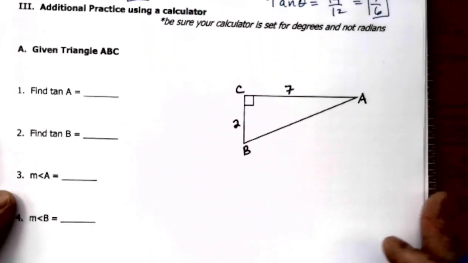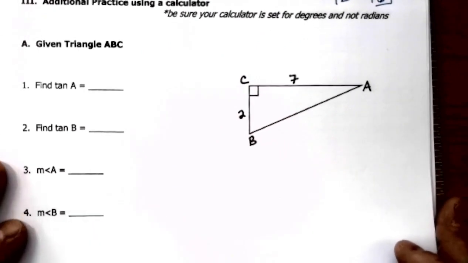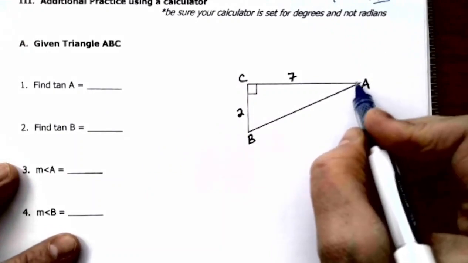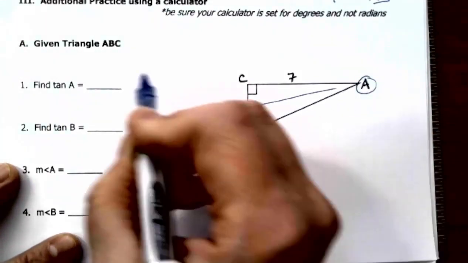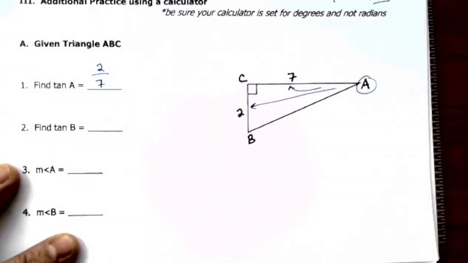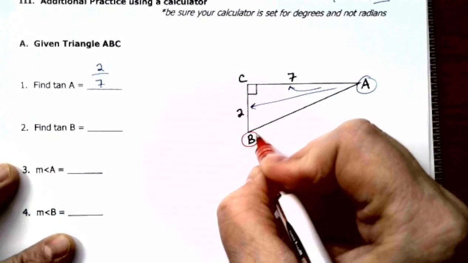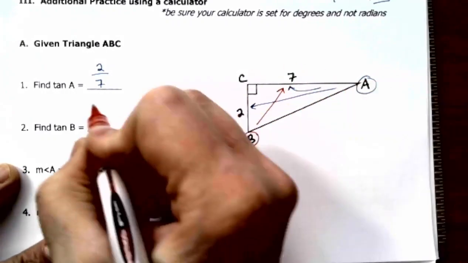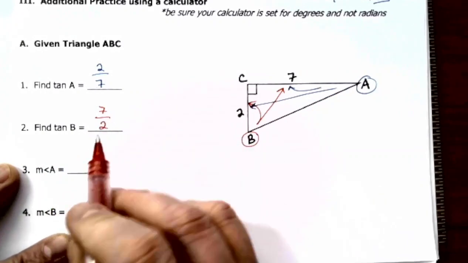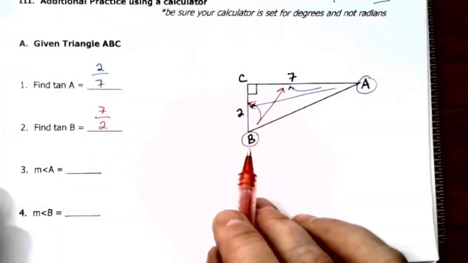All right, now we're going to do a practice that combines all of the skills that we've been learning. Given triangle ABC, find tangent of A. This is A, so opposite is 2 over the adjacent leg, which is 7. Number 2, find tangent of B. Here's B. Opposite of B is 7. Adjacent from B is 2. Notice these are different because we're referring to them from different angles.